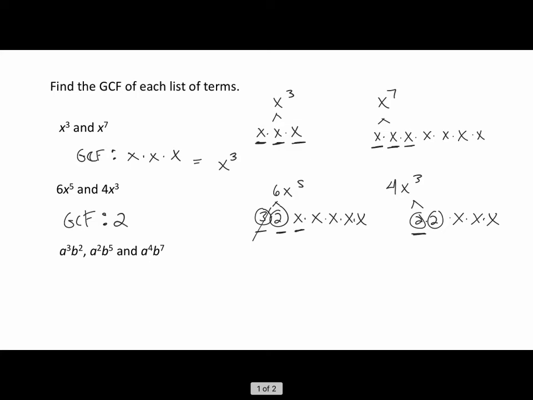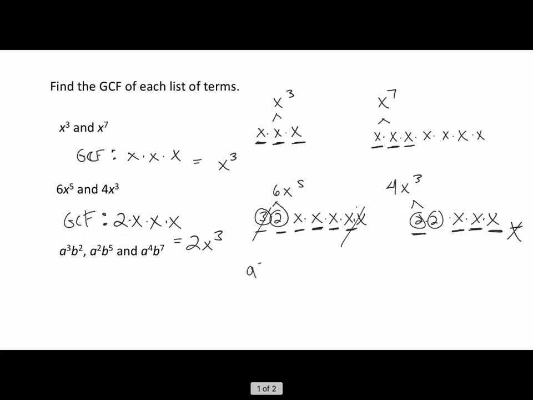Then the variable factors, x. Okay, they have an x in common, another x in common, and another x in common. There's more factors of x in here, but there's no more in here, so that means that this is the most these two terms have in common. That's 2x to the 3rd.